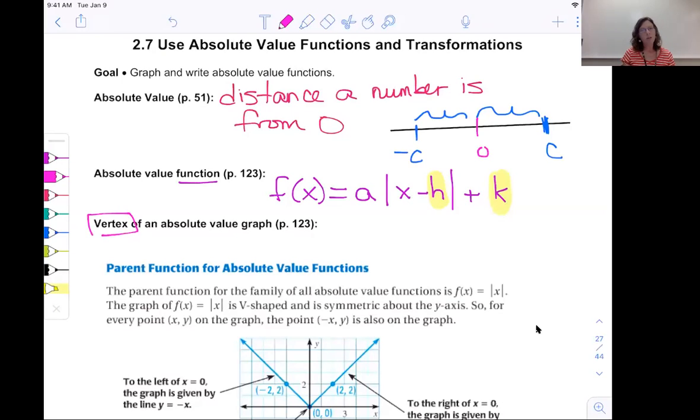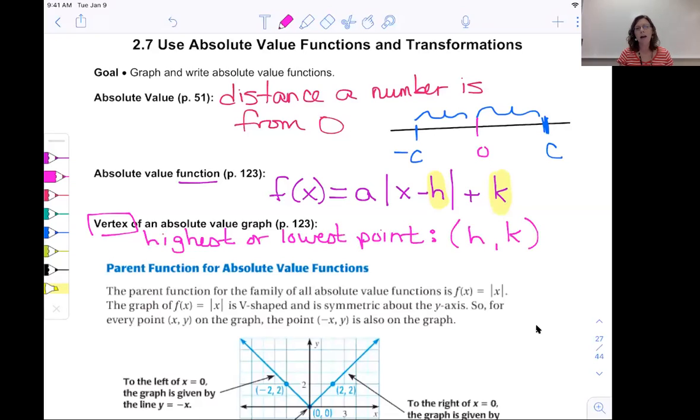Absolute value has something that we call a vertex. That's where the two lines meet to form the V. That vertex is going to be the highest or lowest point. And I need a T there for point. Because it's a point, it's an ordered pair.